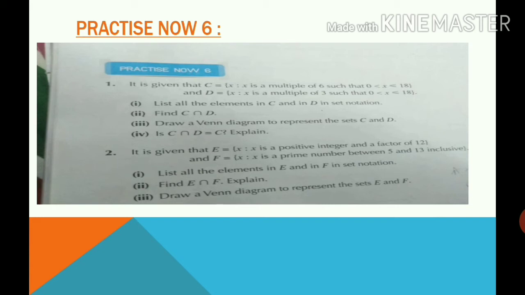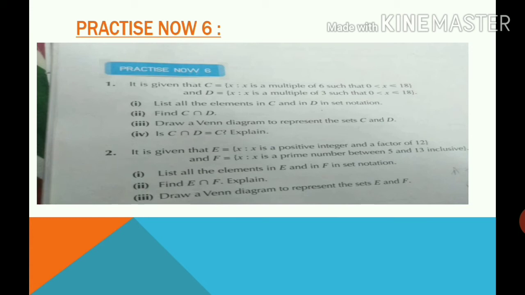Okay, here you can see multiple of 6. Whenever the word multiple is used, it means you have to go on the table of that number. In C you will go on the table of 6, and in D you will go on the table of 3. But remember the range. The range is given as less than and equal to, so you will stop at 18, and you will also write down 18, because 0 is less than x and x is less than and equal to 18. So 18 is also included in C and in D.